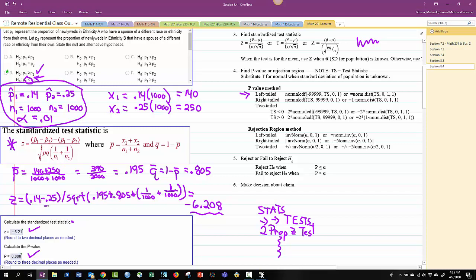p1 hat is 0.14 minus p2 hat is 0.25 divided by the square root. We're just plugging into this formula right here. Remember when you do multiplication in Excel, you have to put a multiplication symbol in between. All right, plug it all in. Comes out minus 6.208, which is exactly what the calculator gave us, and it rounds to minus 6.21. Okay, keep moving on here.